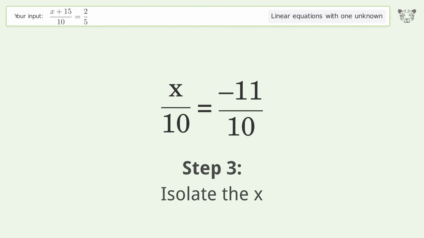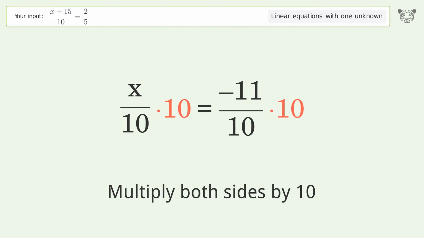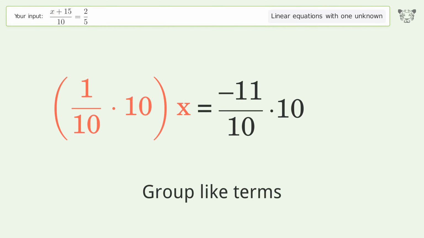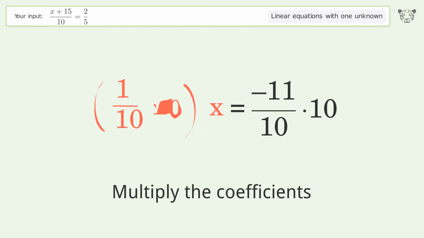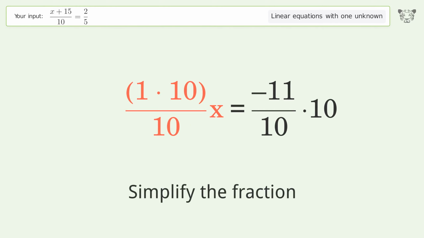Isolate the x. Multiply both sides by 10. Group like terms. Multiply the coefficients. Simplify the fraction.